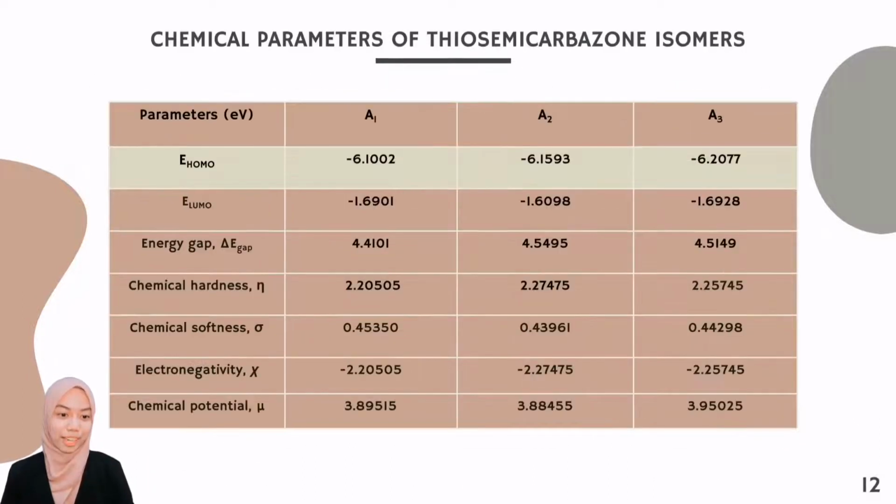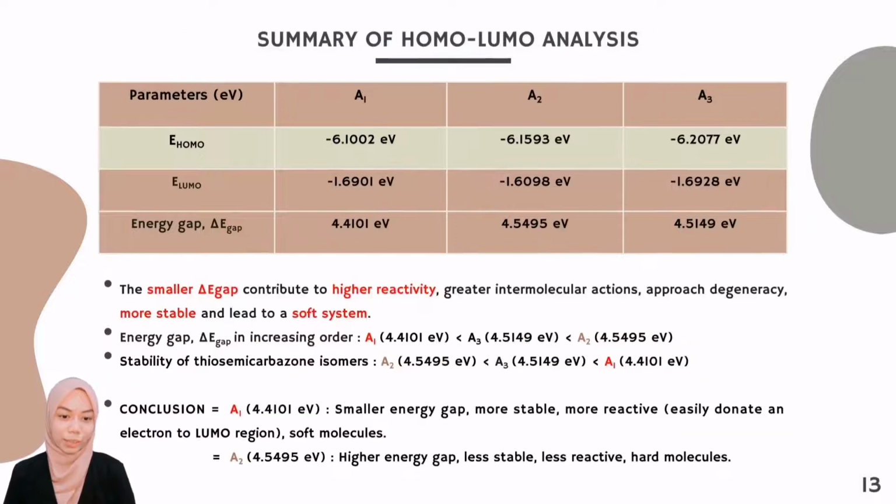This is the list of formula and chemical parameters of thiosemicarbazone isomers. To summarize, it shows that a smaller energy gap will contribute to higher reactivity and greater intermolecular interactions, which may approach degeneracy. When molecules approach degeneracy, the molecules become more stable, which can easily donate an electron from HOMO to a LUMO region. The molecule will become more stable and lead to a soft system. Based on the table above, the values for energy gap in increasing order are as follows. Therefore, it can be concluded that A1 is the most stable molecule and tends to be a soft molecule compared to A2 and A3 molecules due to the smaller energy gap.